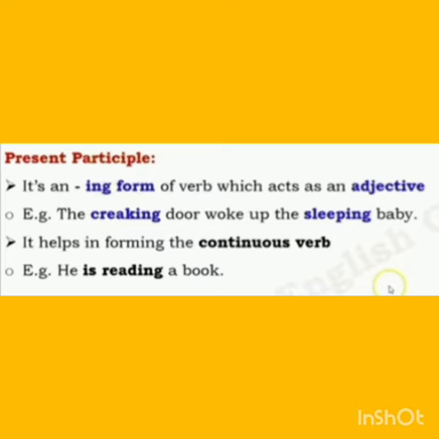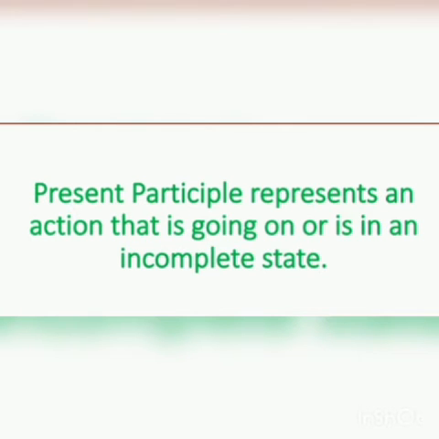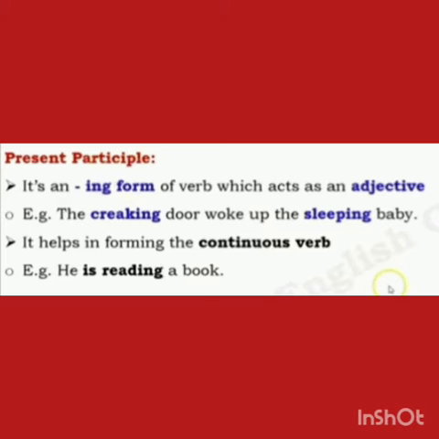For example, the creaking door woke up the sleeping baby. Here, creaking, creak plus ing, modifies the noun door, and sleeping, sleep plus ing, modifies the noun baby. Present participle represents an action that is going on or is in incomplete state. It helps in forming the continuous verb. For example, he is reading a book. Is reading, been reading, have been reading form the continuous verb.